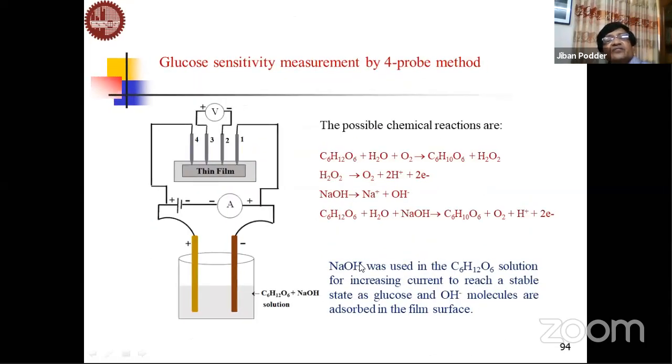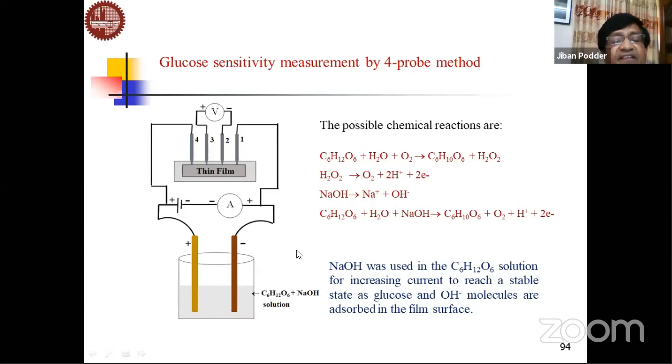Second, we tested the 4-probe method here. These are the films, with film and without film. With the film, we measure the resistivity, and then again we measure with and without the solutions. Here the glucose solution and sodium hydroxide are used just to accelerate the ionic reaction and to make contact to the anode and cathode systems.